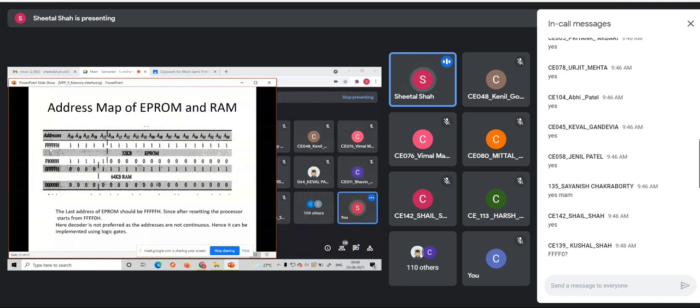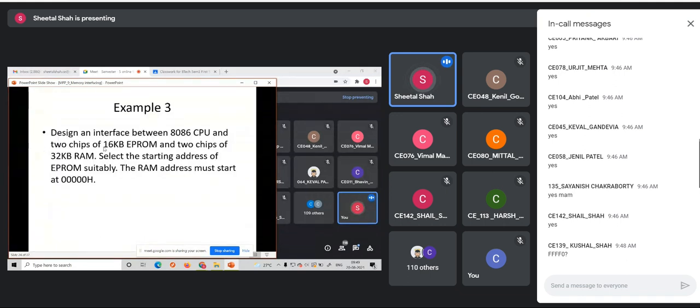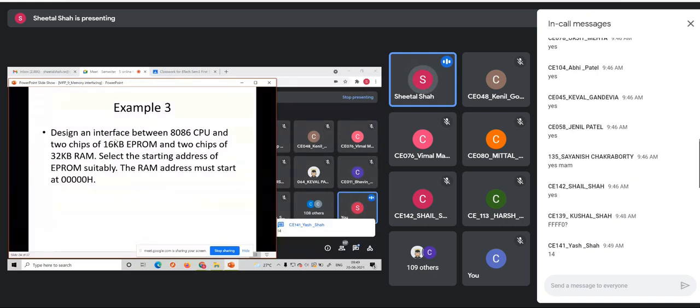Since I'm having a 16 kilobyte EEPROM, the number of address lines required to address 16 kilobyte would be 2 raised to 14. That means 14 address lines would be required for this EEPROM. And since there are two chips, the A0 pin can be used to select the even bank or odd bank, as you are all aware. So A0 till A14 can be used as an address for the EEPROM.